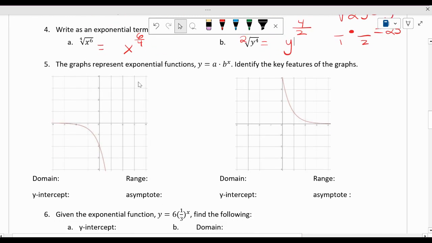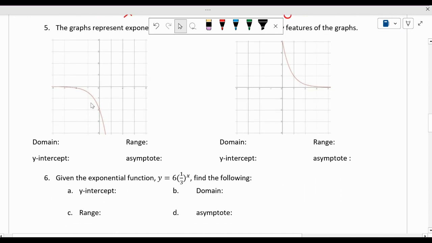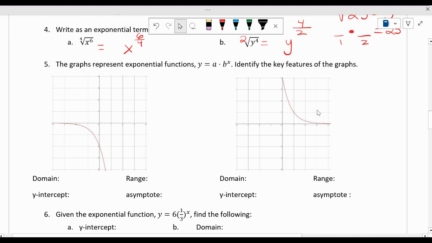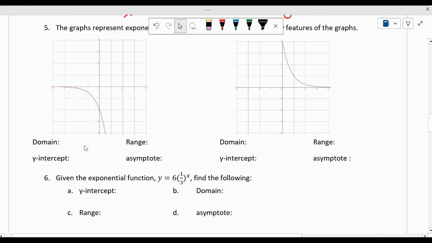Moving on from just rules onto exponential functions. It says the graphs represent exponential functions. Identify the key features of the graphs. I'm going to explain one the long way and then I'm going to talk about the shortcuts. Domain. The domain refers to the x values that a graph will touch. So my graph in red technically goes on forever.